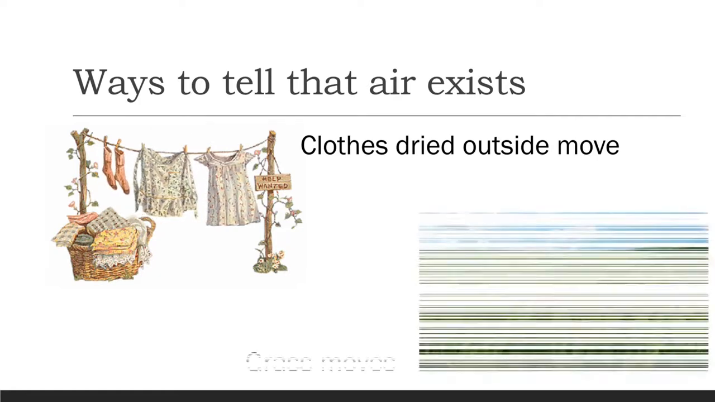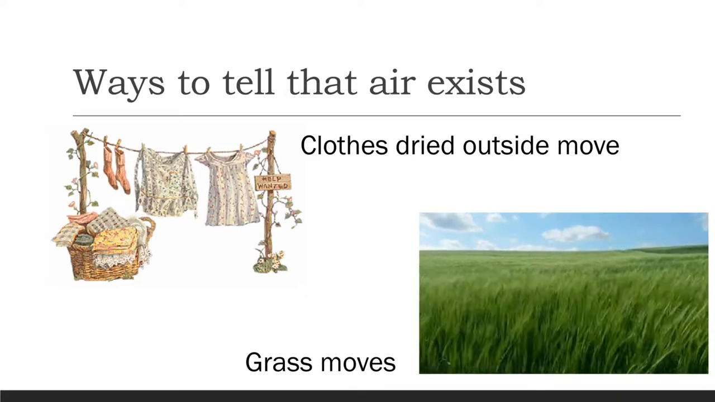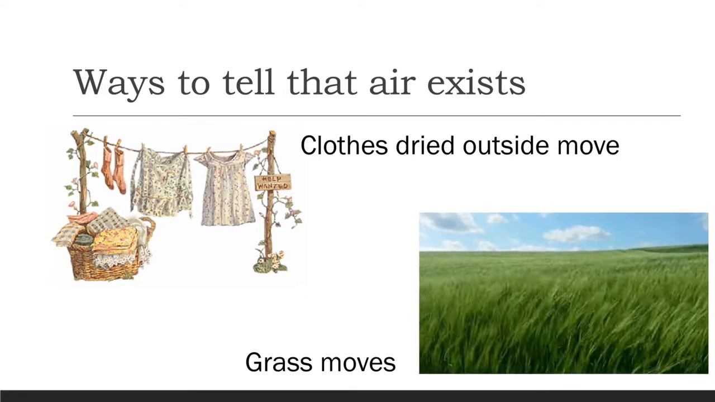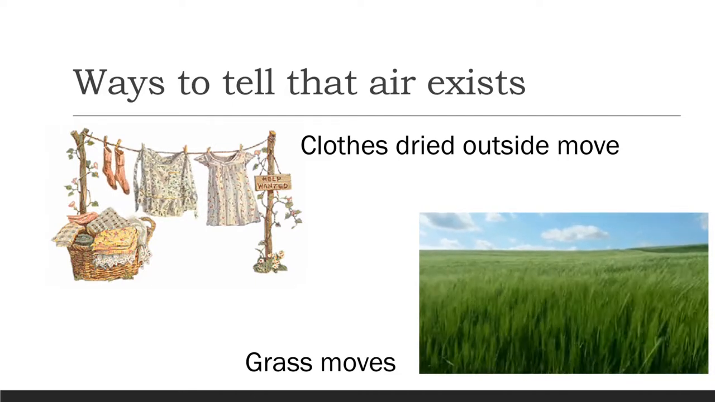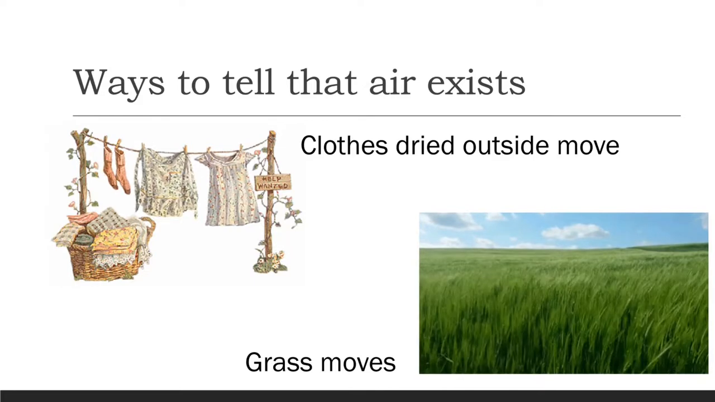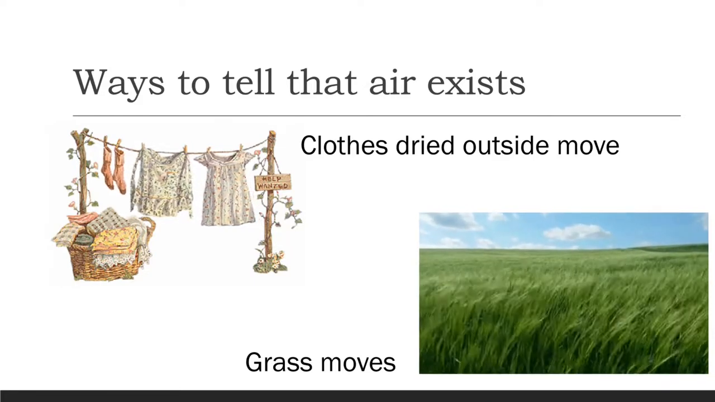Here's another one. What happens to the grass? Well, the grass moves back and forth. They are swaying forward and backward because there is air. The air blows on the grass and then the grass would start to move.